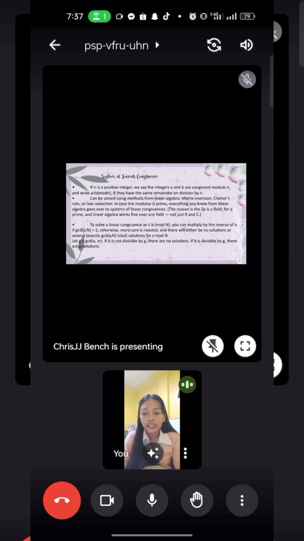Let g = gcd(a, m). If b is not divisible by g, there are no solutions. If b is divisible by g, there are g solutions.